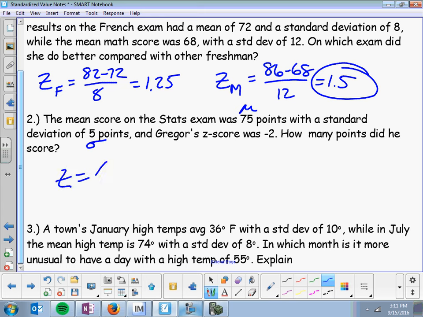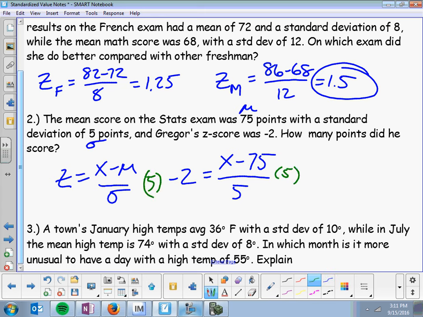So if I look at my formula, X minus mu over sigma, I plug in what I know. Same thing as I do in any problem solving. I take what I know, I plug it into a formula. The Z in this case is -2. X is unknown. I know the mean is 75 and the standard deviation is 5. So I'm essentially finding out which score would give me a Z score of -2. A little bit of cross multiplication here. Multiply both sides by 5. I get -10 equals X minus 75. Add 75 to both sides. I get X equals 65. So he must have scored a 65.